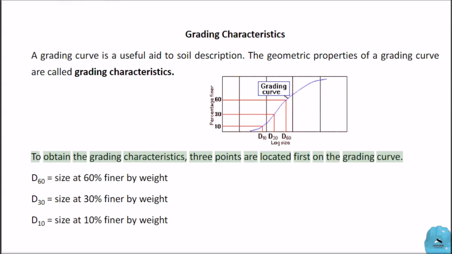To obtain the grading characteristics, 3 points are located first on the grading curve. D60 equals size at 60% finer by weight. D30 equals size at 30% finer by weight. D10 equals size at 10% finer by weight.